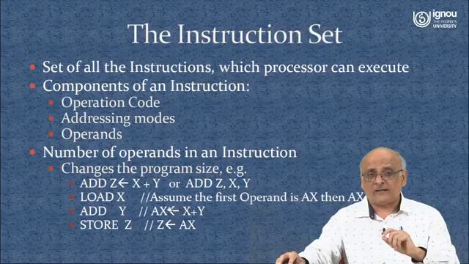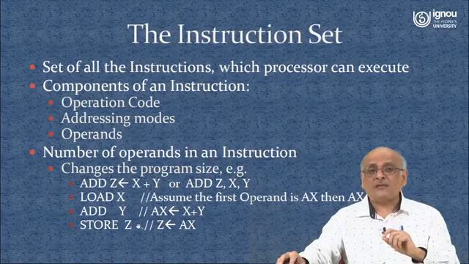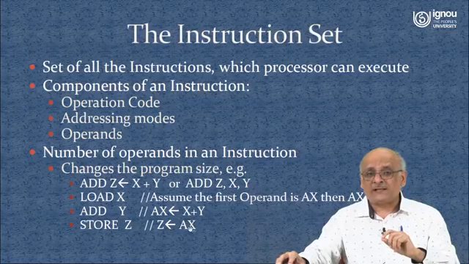So X was already in the accumulator. Now Y has been added to it. So we get X plus Y in the accumulator register as a result of this, and then store Z. So basically the third operation is going to take the accumulator, that is the sum of X plus Y, to Z.